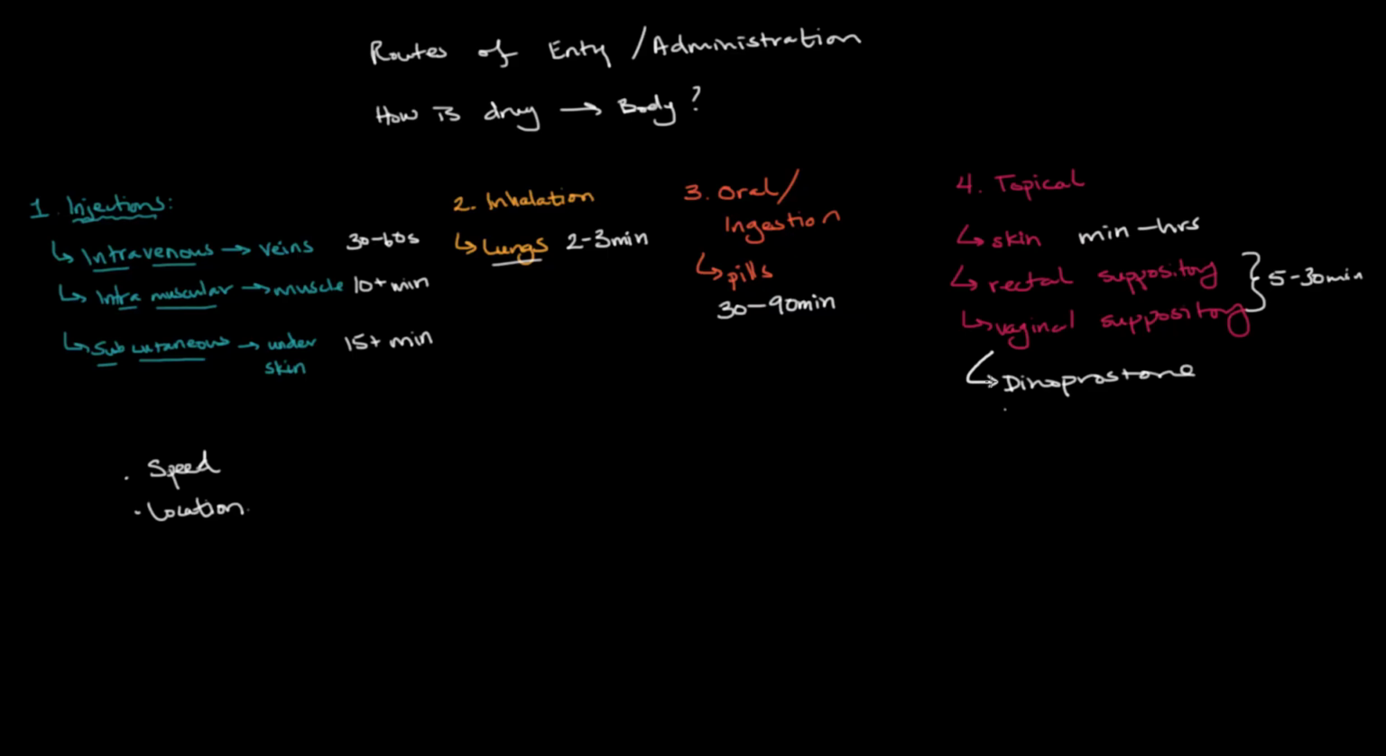This is a drug that helps with cervical ripening. So it's helpful when you're inducing labor. And of course, you want this as close to the cervix as possible. So a vaginal suppository here just makes sense. So depending on the speed at which you need your drug to act and where the drug needs to act, you pick a different route of entry.